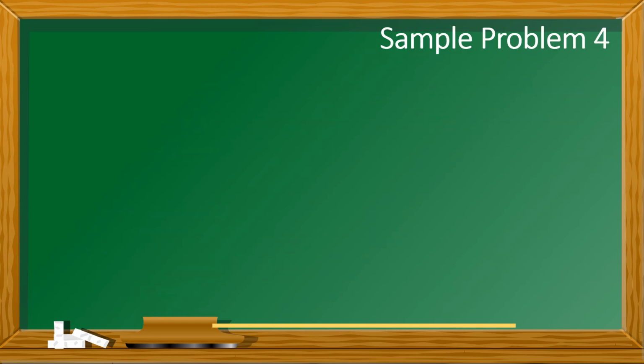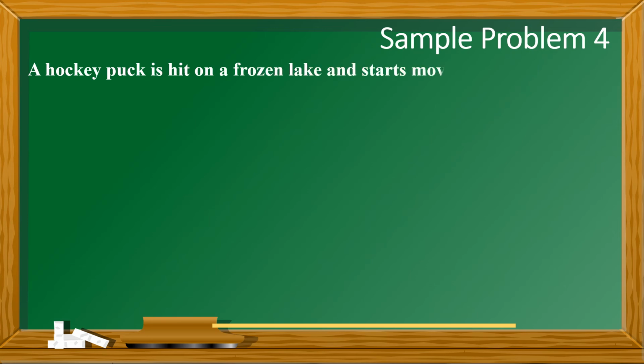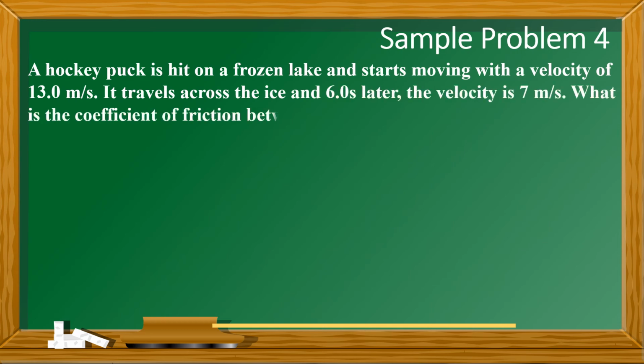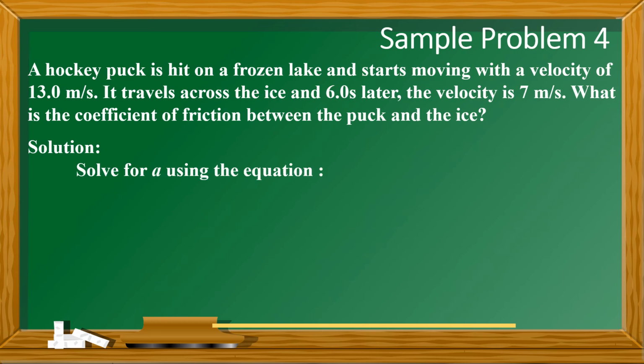Here's another simple problem. A hockey puck is hit on a frozen lake and starts moving with a velocity of 13 meters per second. It travels across the ice, and 6 seconds later, the velocity is 7 meters per second. What is the coefficient of friction between the puck and the ice? In order for us to get the answer, we have to first solve for acceleration, since it is not given in the problem.